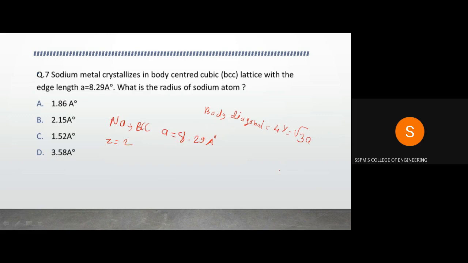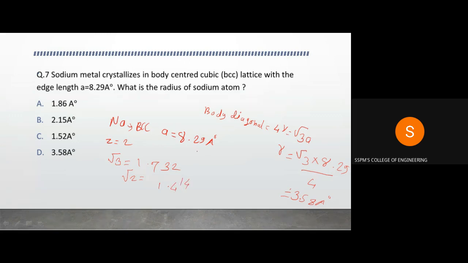In this question, we find R, meaning the radius of the sodium atom. So R is equal to root of 3 A upon 4, where A is 8.29 angstrom. So R is equal to 3.58 angstrom. Sometimes the value of root 3 is provided, when a log table is not provided. Root 3 is equal to 1.732 and root 2 is equal to 1.414.